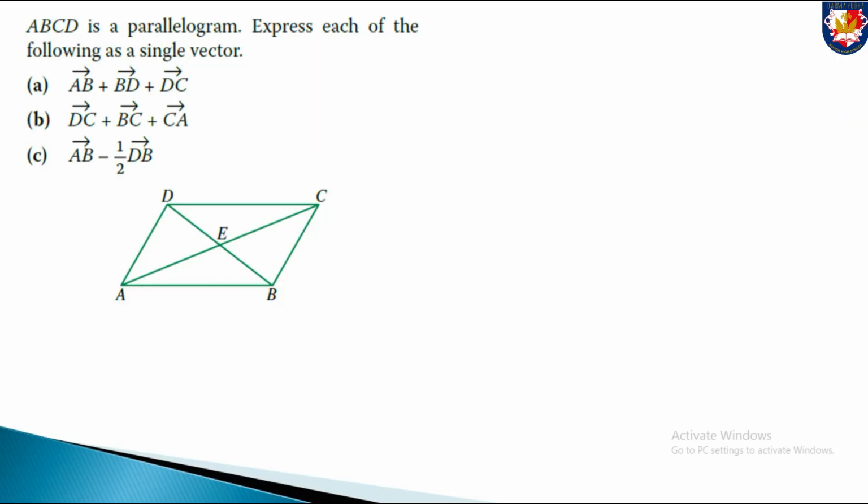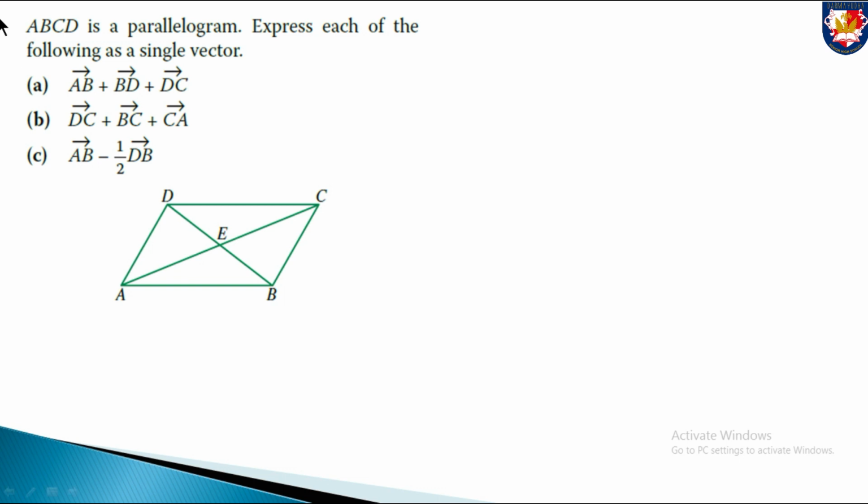ABCD is a parallelogram. Express each of the following as a single vector. AB plus BD plus DC. This is vector AB, this is vector BD, and this is vector DC. As you can see here, the terminal point of the first vector meets the initial point of the second vector at this point. And then the terminal point of the second vector meets the initial point of the third vector at this point. So this is so simple because the terminal point meets the initial point. You can simply find the resultant vector as vector AC.